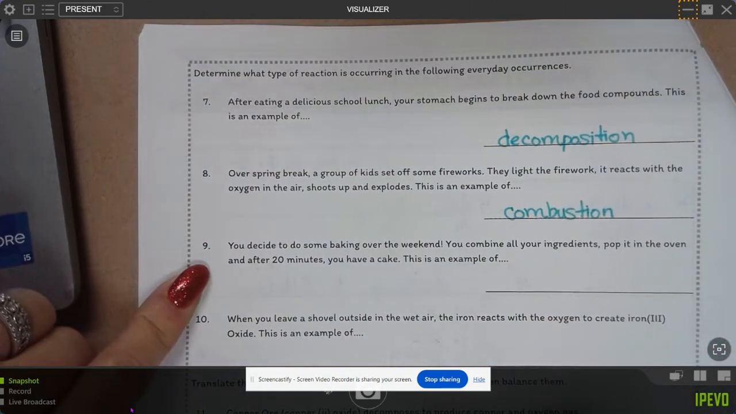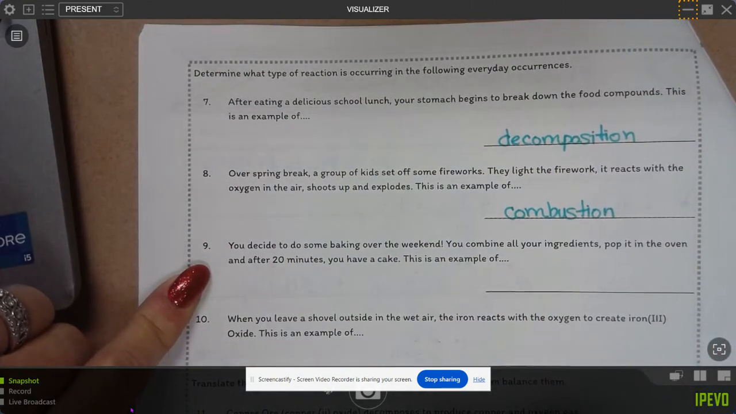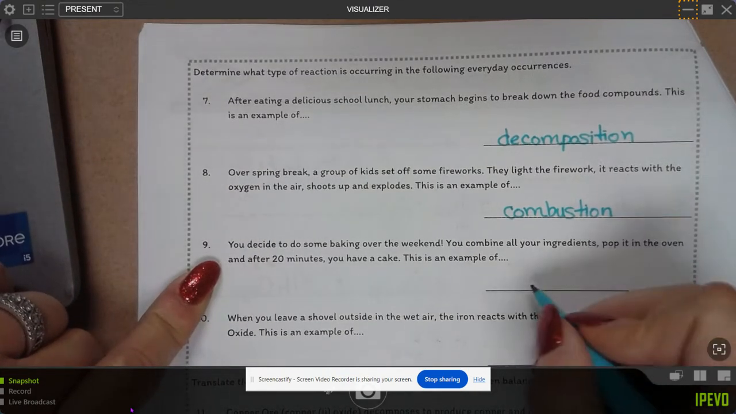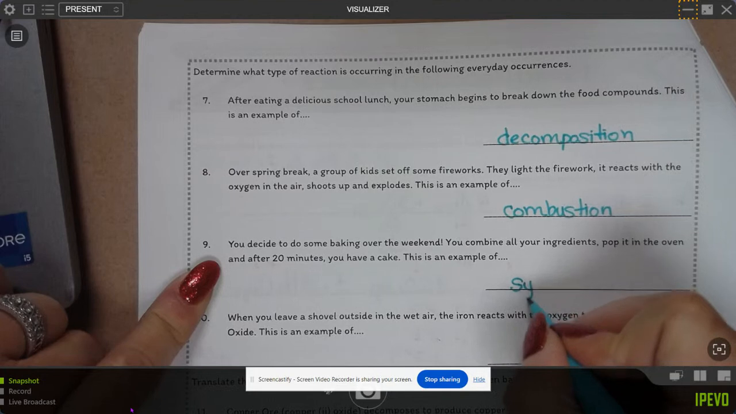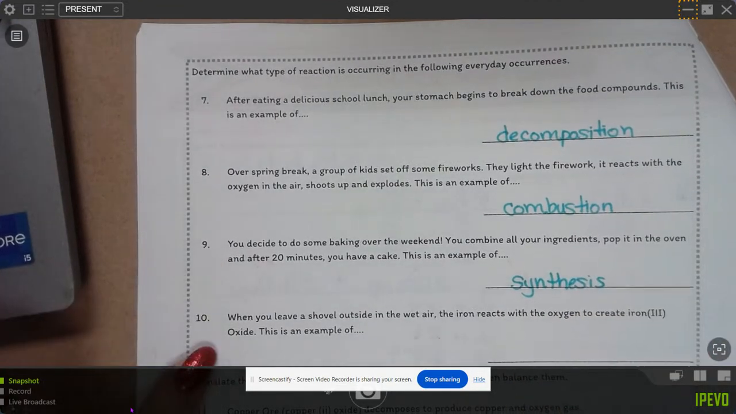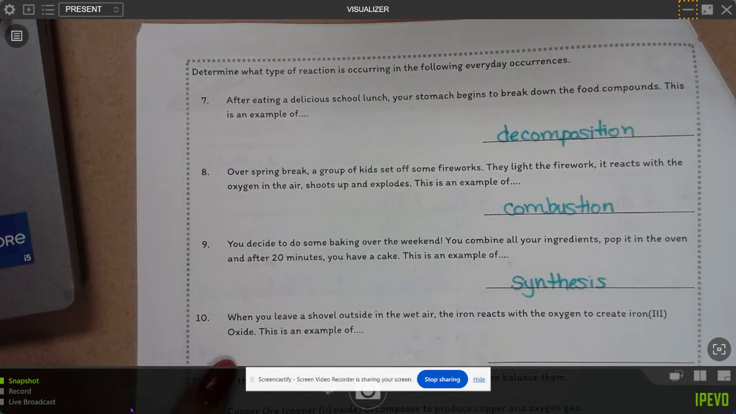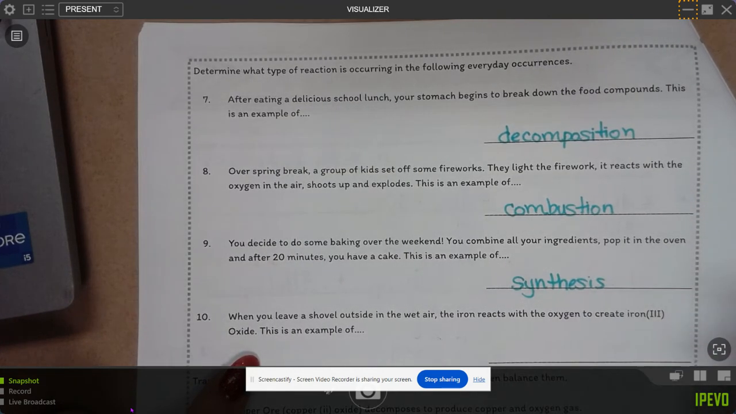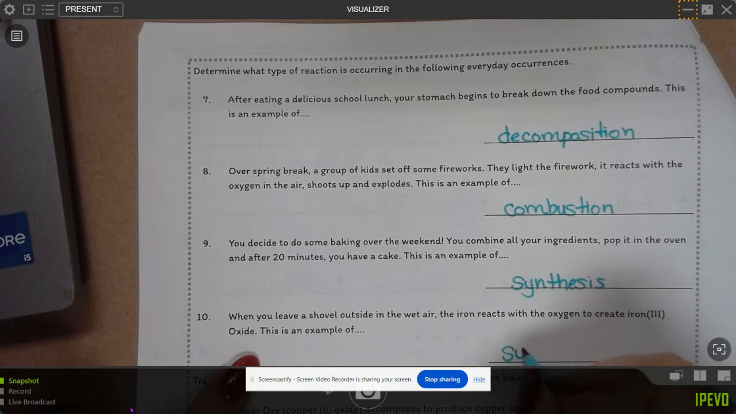You decide to do some baking over the weekend. You combine all of your ingredients, pop it in the oven, and after 20 minutes, you have a cake. This is an example of synthesis. When you leave a shovel outside in the wet air, iron reacts with oxygen to create iron 3 oxide. This is an example of iron plus oxygen. That would be a synthesis.